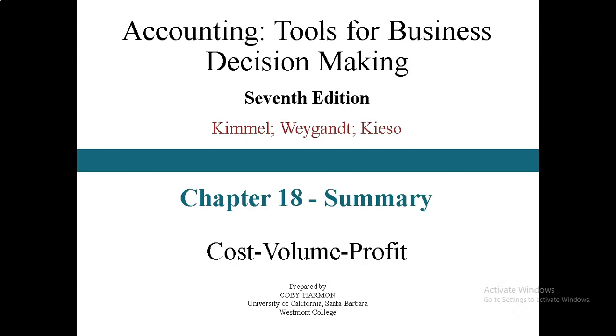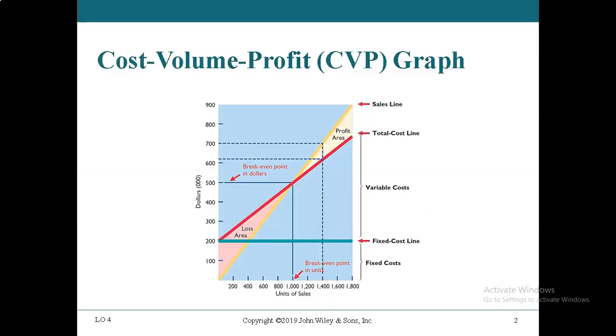So we'll start with the PowerPoint presentation. And in Chapter 18, we'll be going over cost, volume, profit analysis. So cost, volume, profit analysis asks the question, how many units do you have to sell to break even? Or it asks the question, how many units do you have to sell to make a certain amount of profit? So for example, let's say that I want to break even. Break even means that I'm not making money, but I'm not losing money. Basically, I'm covering all my costs.